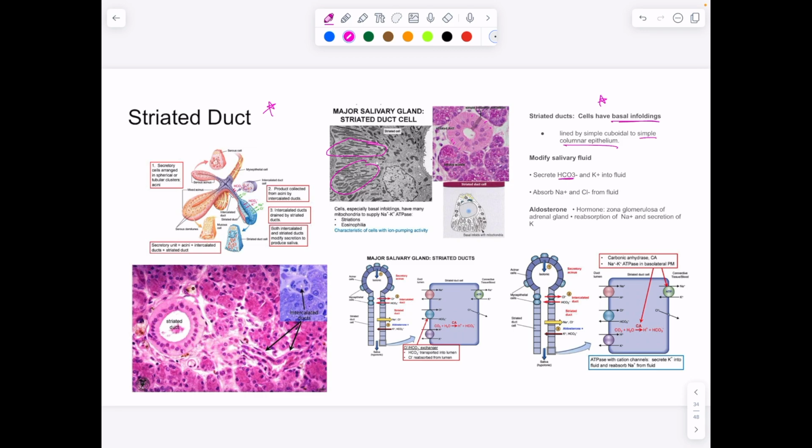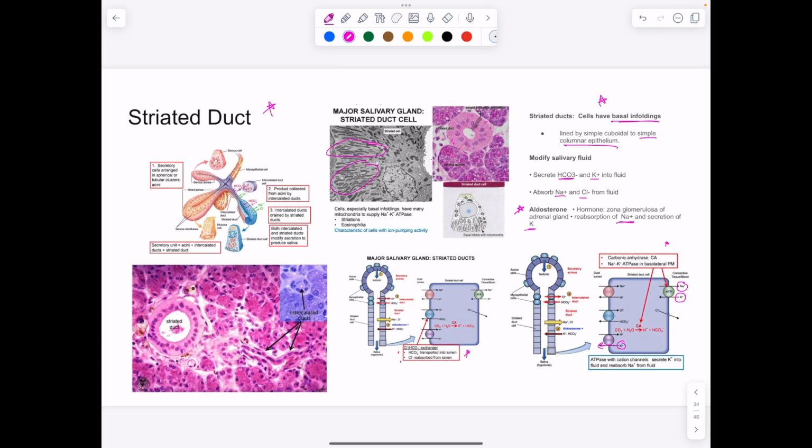They're secreting bicarbonate just like the intercalated ducts did, and then they're also secreting potassium into the fluid, and they absorb sodium and chloride from the fluid, and then aldosterone is going to act at these striated ducts and reabsorb sodium and help with the secretion of potassium. These ducts have exchangers to accomplish this. So you have a chloride-bicarbonate exchanger to release bicarbonate into the lumen, and then chloride is reabsorbed from the lumen, and then you have our sodium-potassium ATPase, which is allowing sodium to leave and reabsorbing potassium into the cell, which we know then potassium will eventually go into the duct.